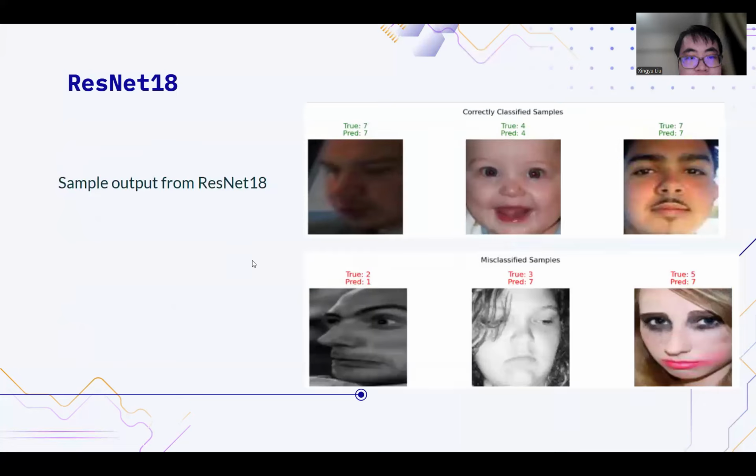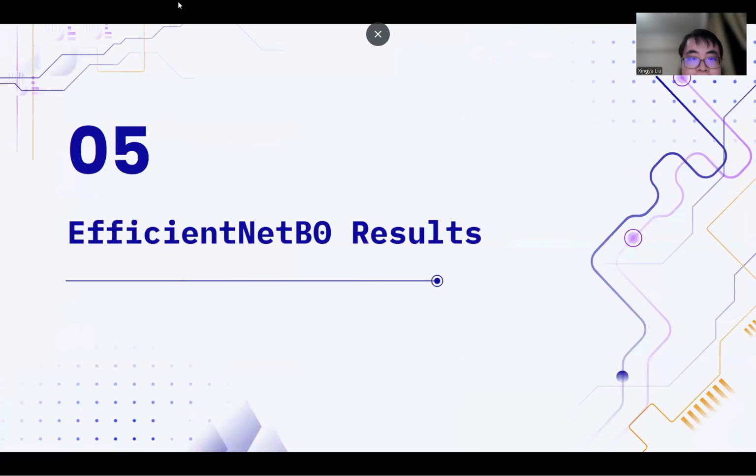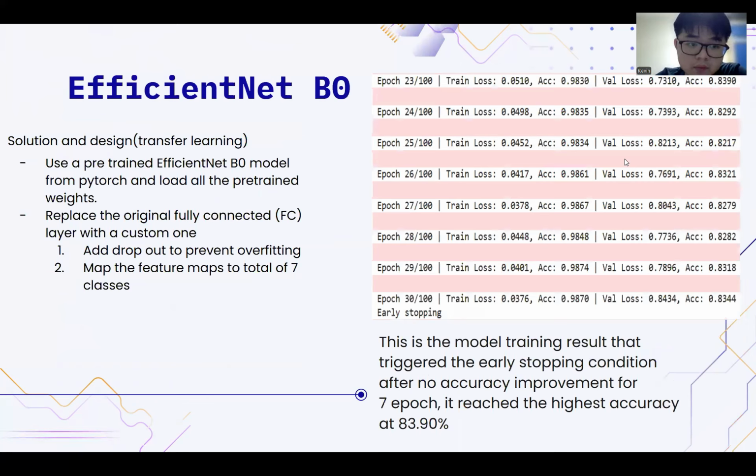So next is EfficientNet. So we use a pre-trained EfficientNet model from PyTorch and load all the pre-trained weights, replace the original fully connected layer, and reach the highest accuracy at around 83%.